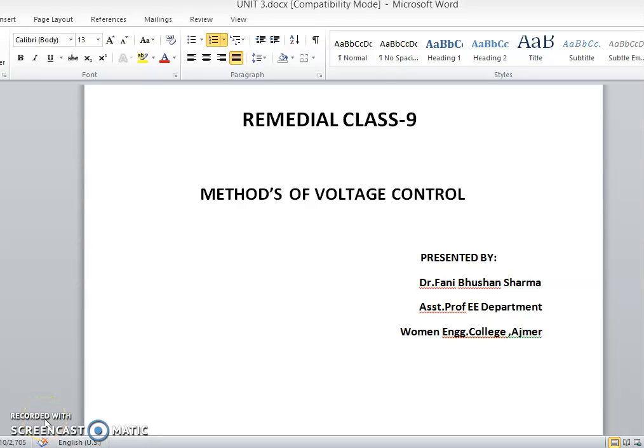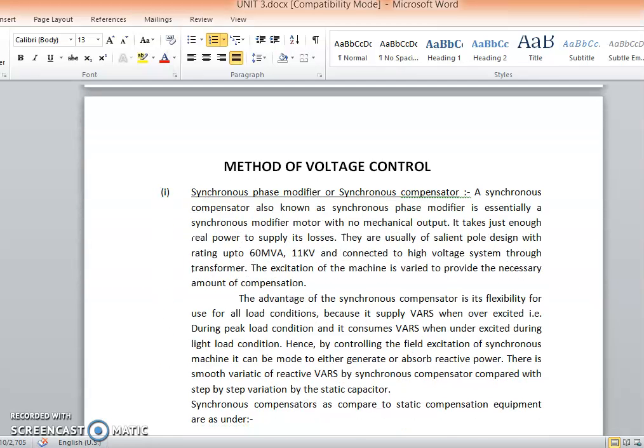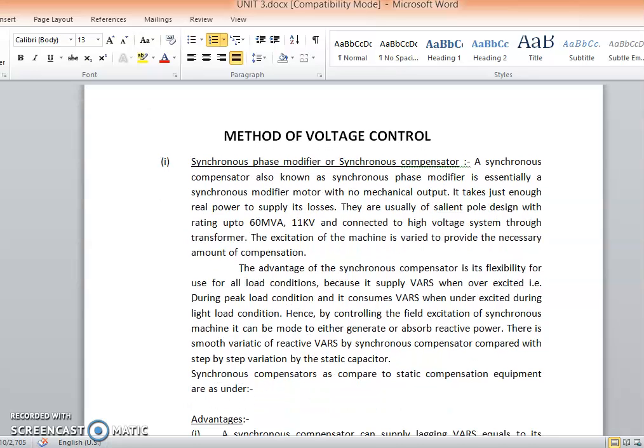Fanibhushan Sharma, today I have taken a very important topic: methods of voltage control in transmission lines for high voltage transmission lines. Initially, before we discuss methods of voltage control, we should discuss the importance of voltage control in power system. Mainly, if we are going for voltage control, that means we are going to control the reactive power, and if we are going for frequency control, that means we are going for real power control. Here we are focusing on reactive power control, or the methods of voltage control.